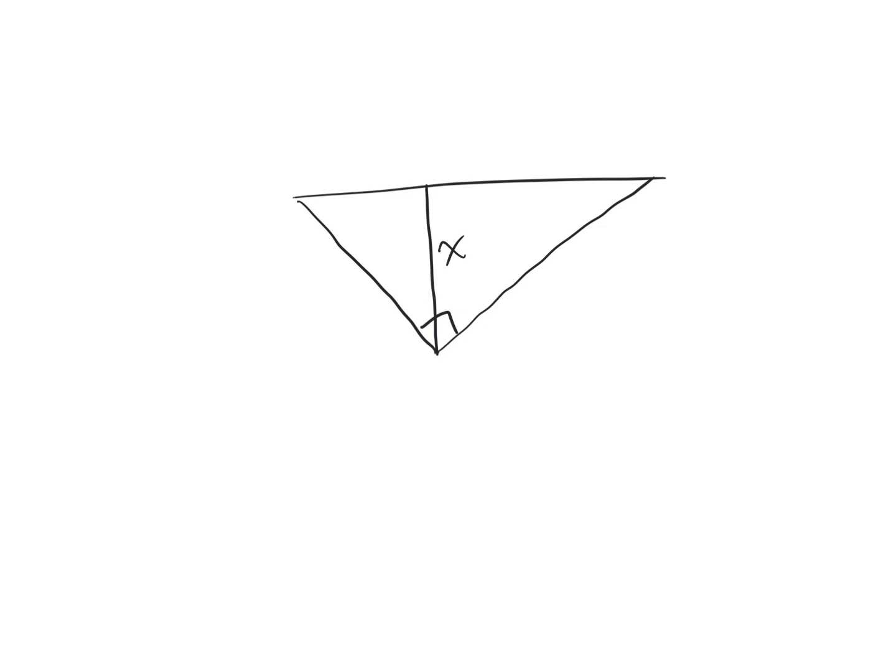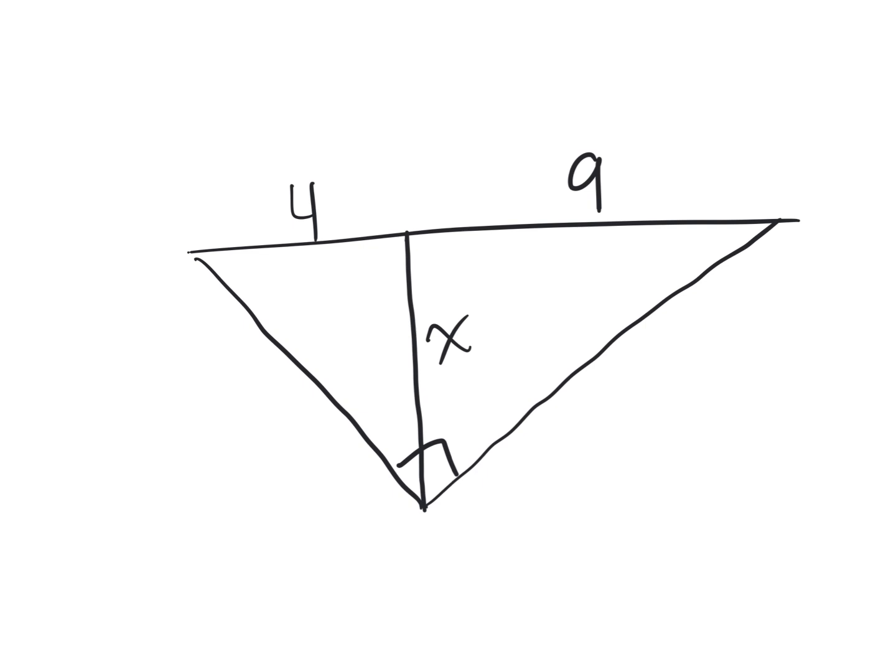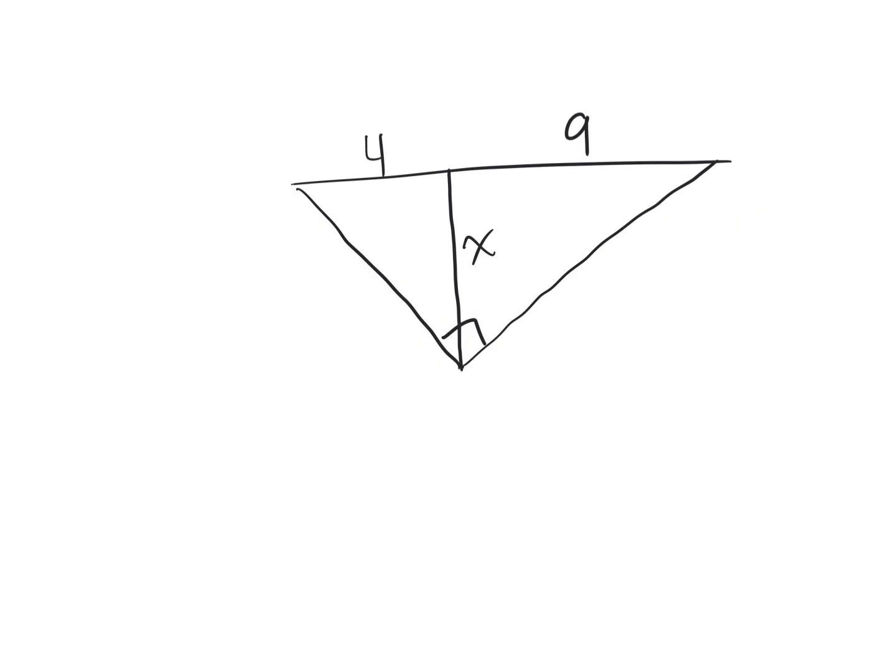The next one I want you guys to do, this will be considered your warm-up. Now it is going to be reversed, so it's going to be upside down, okay? But let's say we don't know the altitude. This piece is 4 and this piece is 9. Go ahead and try to find the value of x. Geometric mean, this x is going to be the geometric mean of 4 and 9, okay?